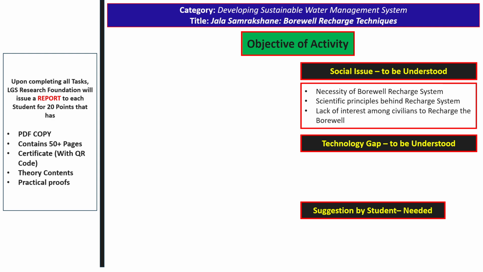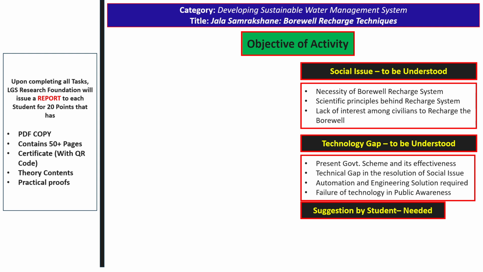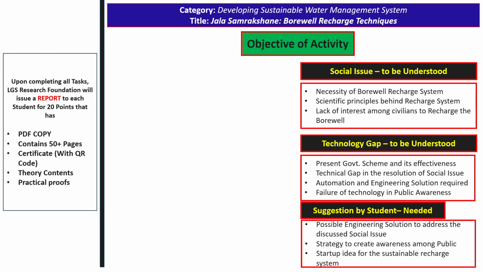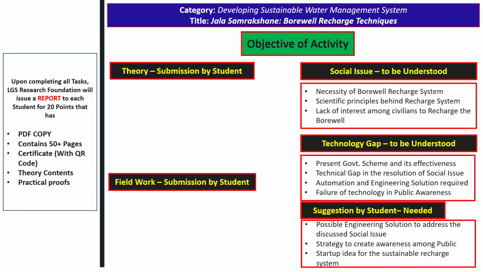The problem statement is to make sure all civilians having a borewell as a water source adopt more and more borewell recharge techniques. What are the engineering solutions we can come up with to address this problem statement? We have to understand the technology gaps in the present government schemes, their ineffectiveness, the automation required, and the reasons for the failure of technology in public awareness. The student has to suggest an engineering solution to address the discussed social issue.